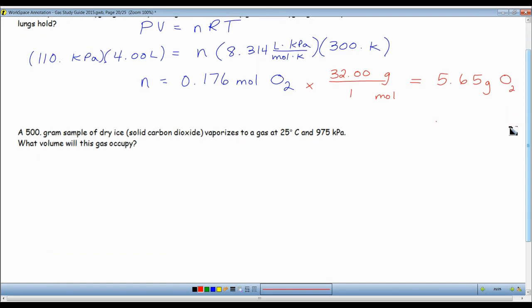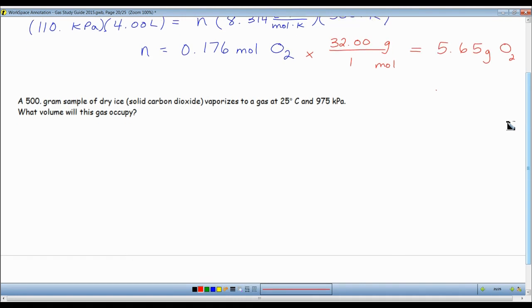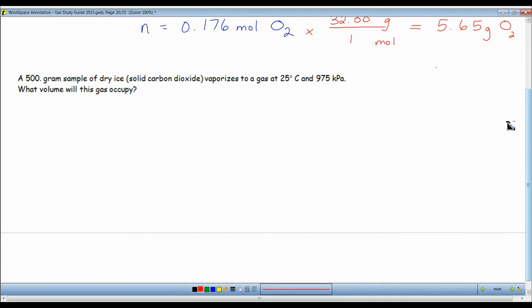Maybe something else that might be a little more along the proficient lines. Something like this second example. A 500-gram sample of dry ice, which is solid carbon dioxide, vaporizes to a gas at 25 degrees Celsius and 975 kilopascal. What volume will the gas occupy? 500 grams of dry ice, that's kind of a lot. Okay, so I see lots of data. I see masses and temperatures and pressures, and they're asking me for a volume.